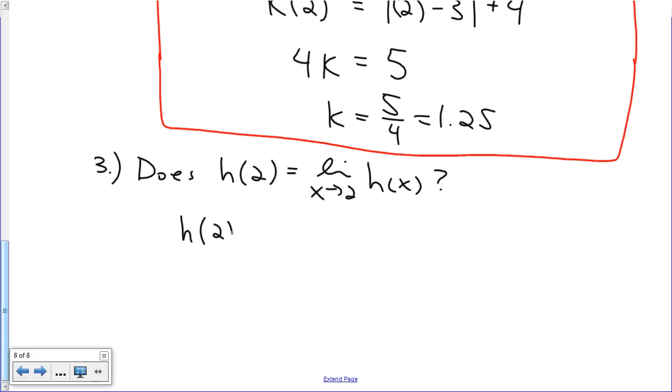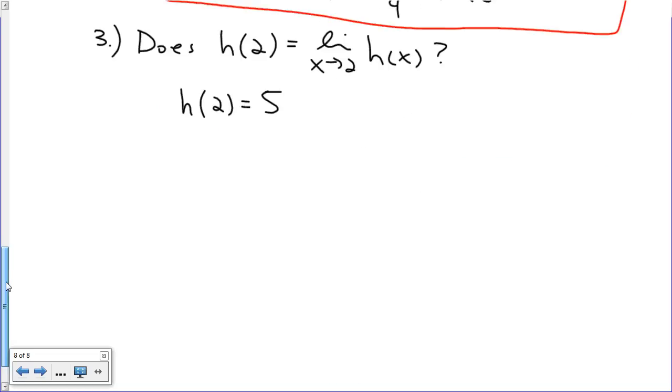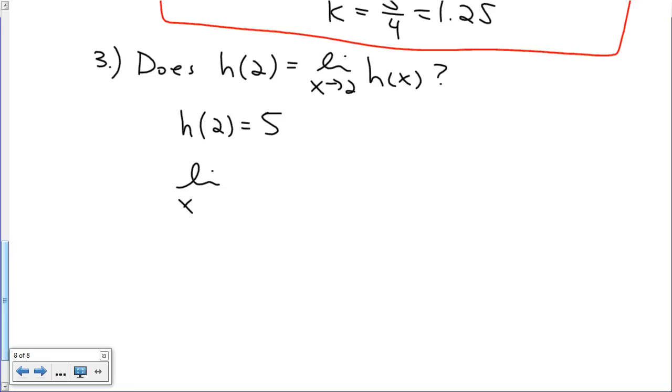And so we've already found out that h of 2 is equal to 5. And we can go through and find what the limit from the left side and the right side of our function is, now that we've determined this value of k. If we take the limit as x goes to 2 from the left side, that's the kx squared, so that's going to be the 1.25 x squared. Again, we said that k turns out to be 1.25. If we plug in, 2 squared is 4, and 4 times 1.25 gives us 5. So the limit from the left side is 5.